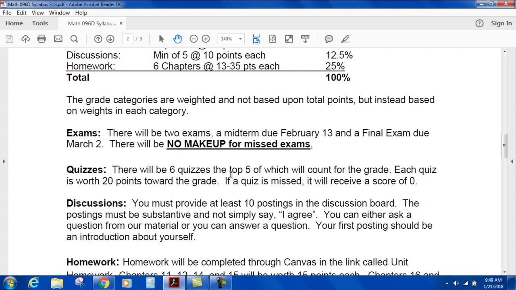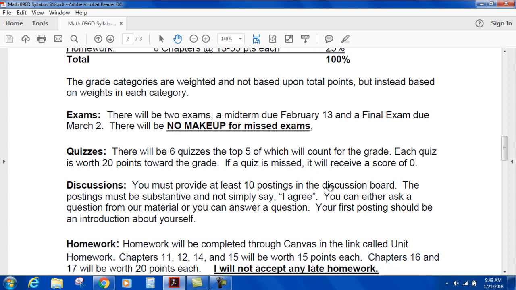Quizzes, there'll be 6 quizzes with the top 5 of which will count for the grade. Each quiz is worth 20 points toward the grade. If a quiz is missed, it will receive a score of 0.